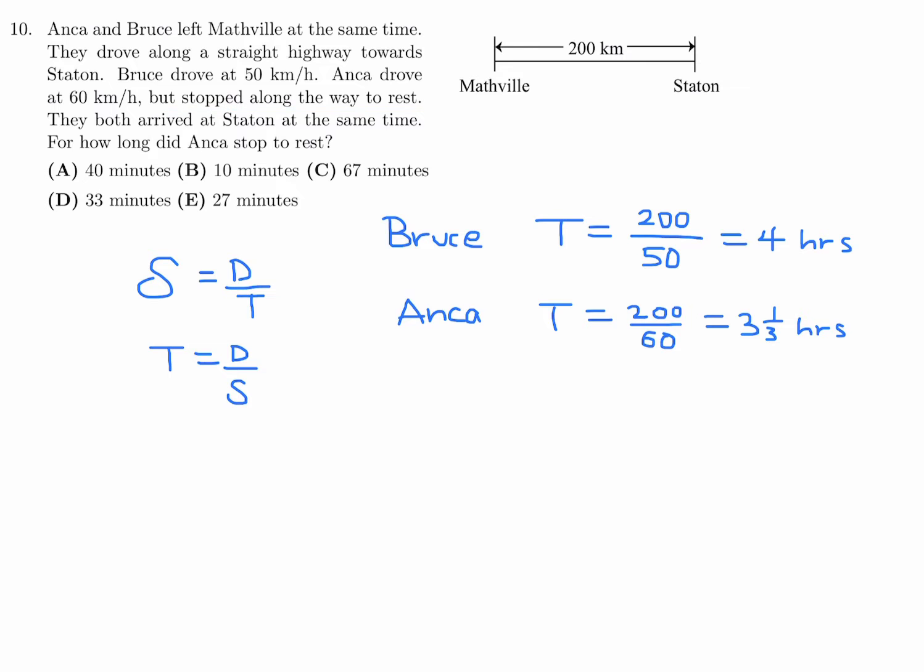And therefore, once she rests, that rest time plus the 3 1/3 will add up to 4. So what we really need to do is just subtract 4 minus 3 1/3, and that is 2/3. So 2/3 of an hour is how much she took during her rest, and that in minutes is 40 minutes. So therefore, number 10, the answer is A.